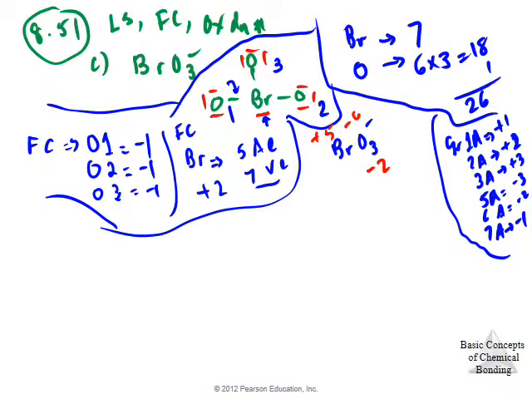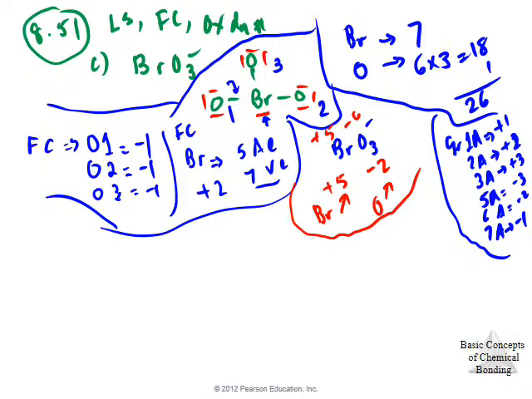And I have only one Br. So my oxidation number, which is expressed for a single element, would be +5 on Br. So let me write down here for Br is +5. For oxygen it is -2 because it's always expressed for a single element in that compound. So these are the answers to this question.